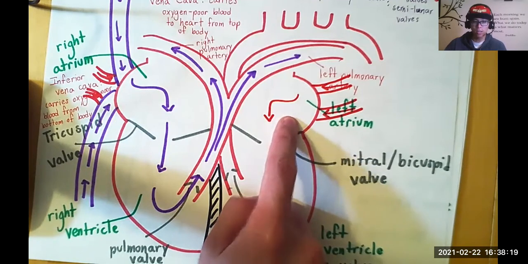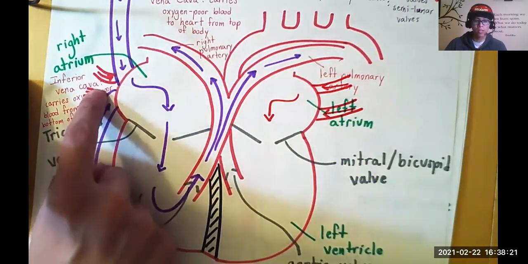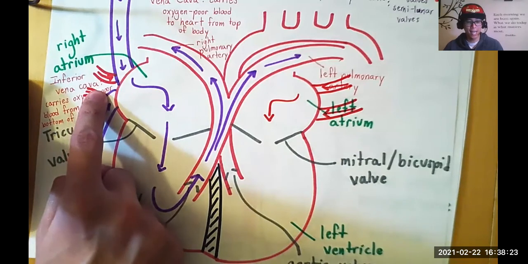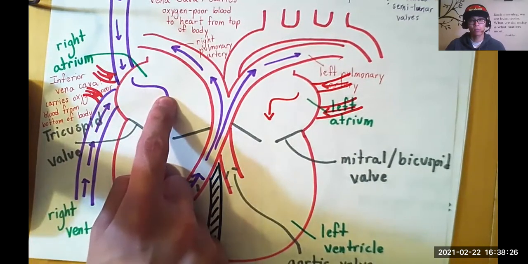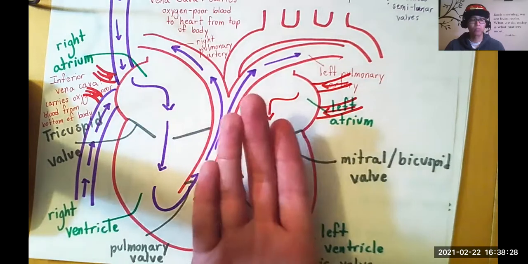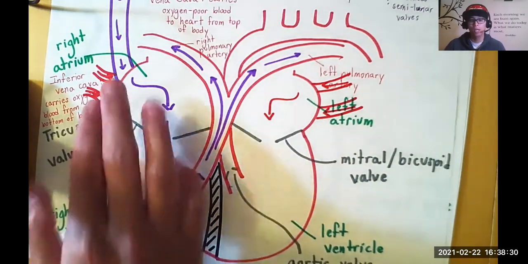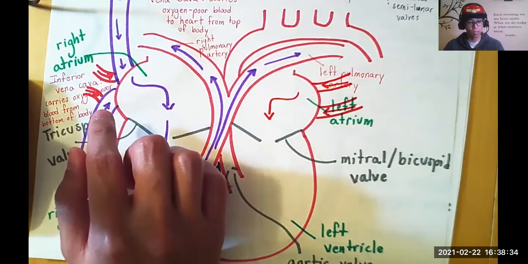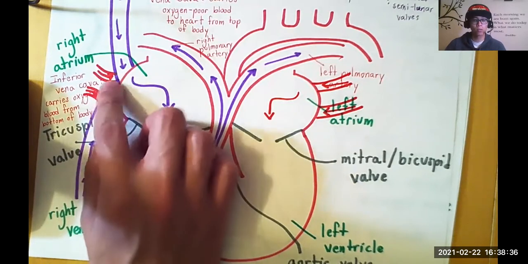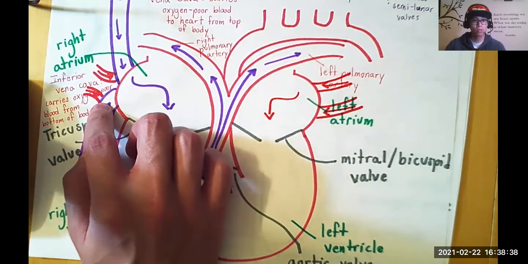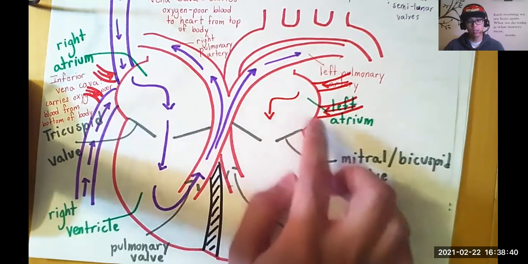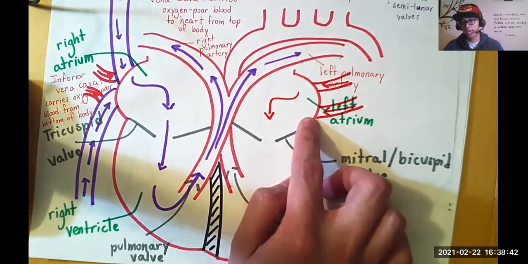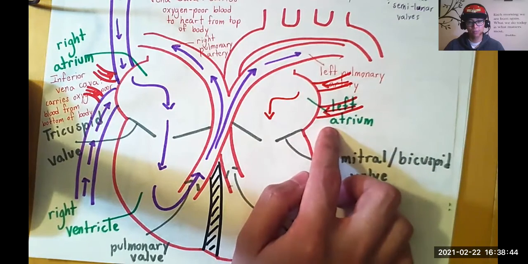It's a bit tricky because the pulmonary veins over here kind of look like they're going into right atrium, but I can't draw the heart from the back because it's a two-dimensional picture. So I'm telling it to you guys verbally. Please make sure you know that the right pulmonary veins carry oxygen-rich blood into left atrium. Same with left pulmonary veins.